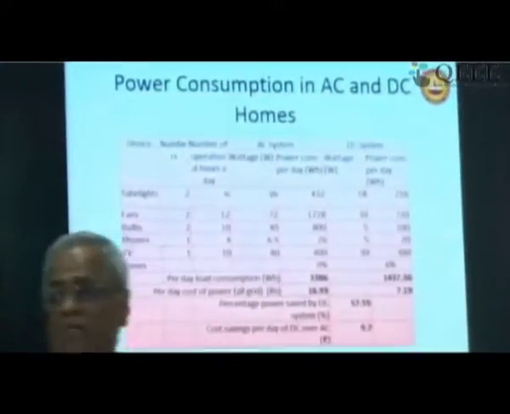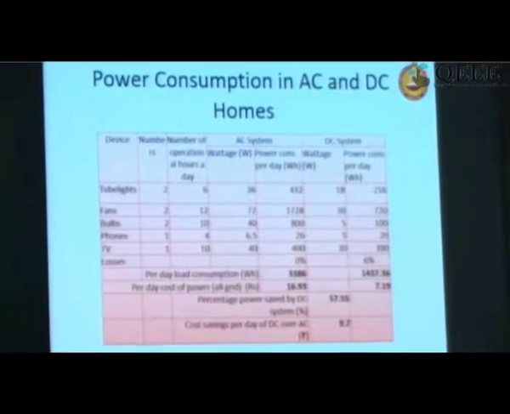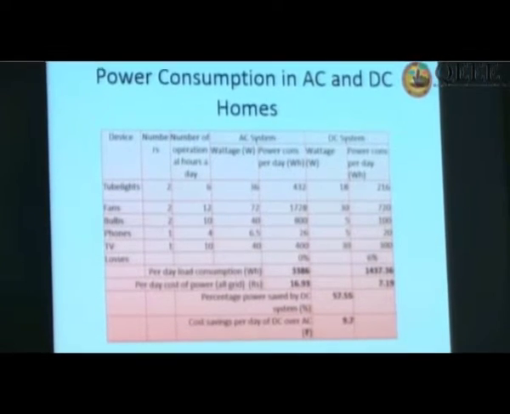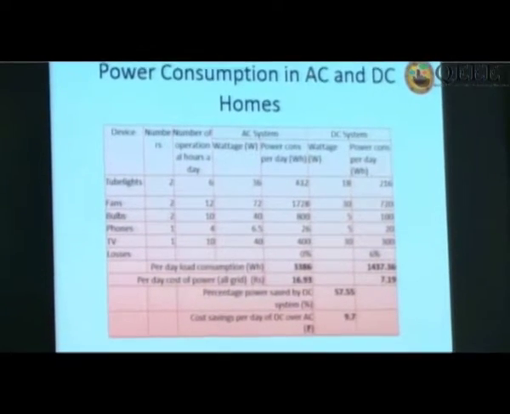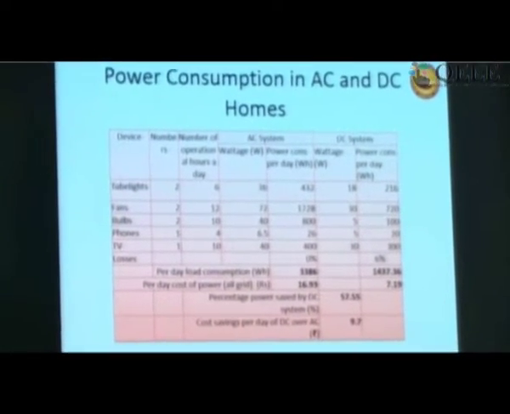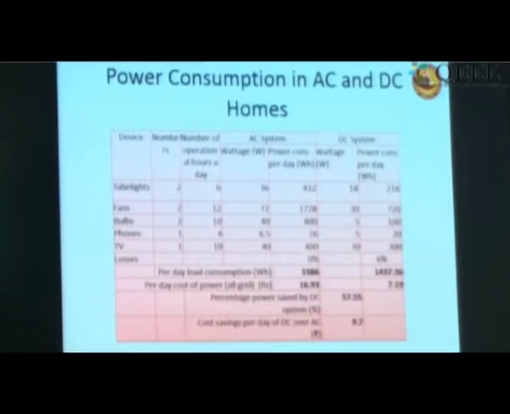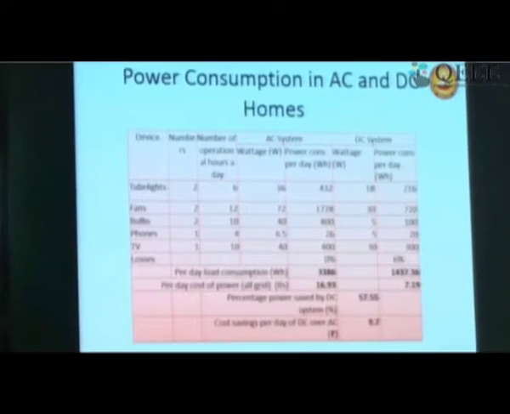Cost saving per day is 16 minus 7, 9 rupees per day. So almost more than 50% saving. So just imagine, in 1 month you will save about 9 into 30, about 300 rupees, close to 300. This is assuming 0 power cut. Remember, I told you 0 power cut is always the worst situation.